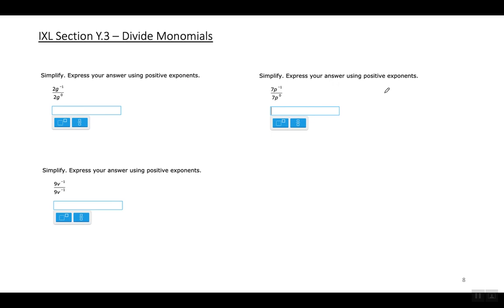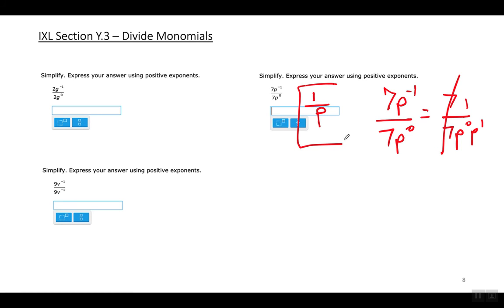Right? This one's basically the same thing. I got 7p to the negative first power over 7p to the 0 power. If I rewrite it like this, the 7's cancel out. So I'm going to put a 1 here. And when I add these exponents, I just get p to the first power. So 1 over p would be the answer.